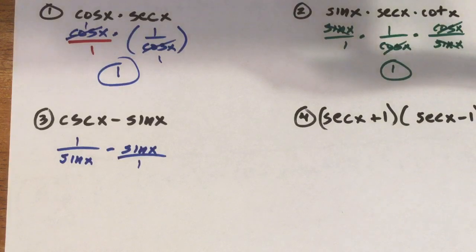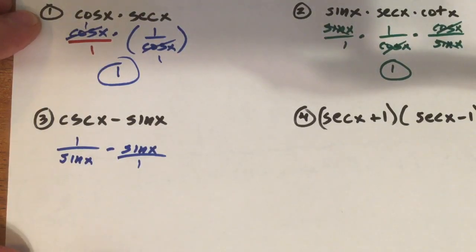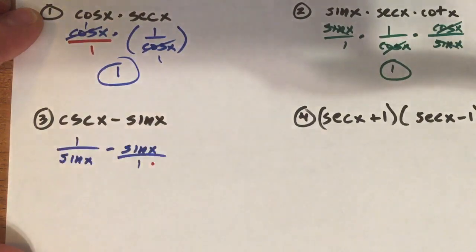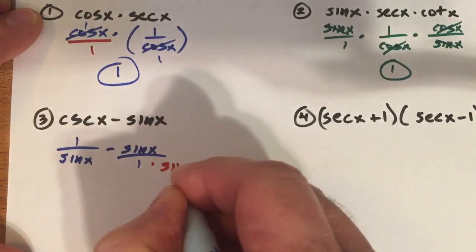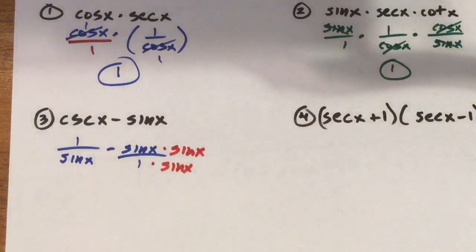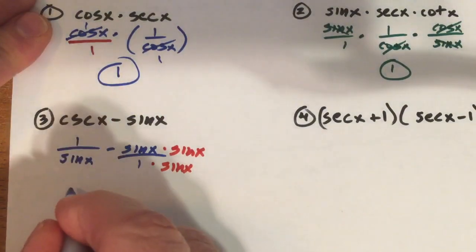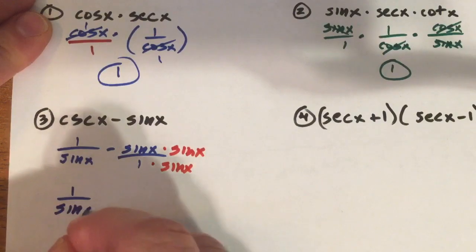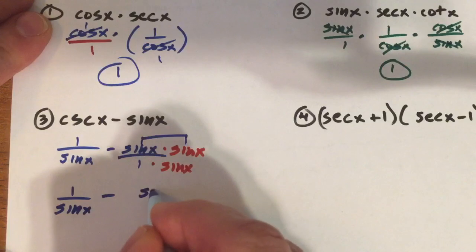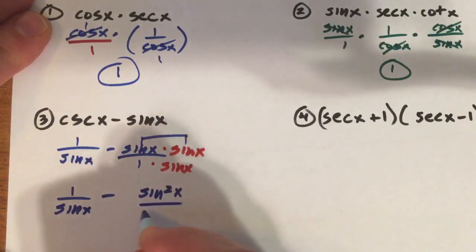Now, whenever we are subtracting fractions, the first thing that we need to do is make sure we have a common denominator. That's true only when you add or subtract fractions. Here we have sine x, so let's make this into sine by multiplying both the numerator and denominator by sine x. Let's see what we get now. This will be 1 over sine. Sine times sine gives us sine squared in the numerator over sine.